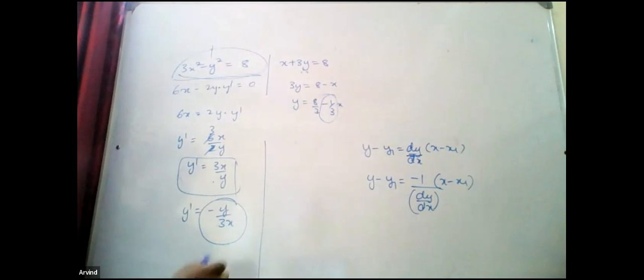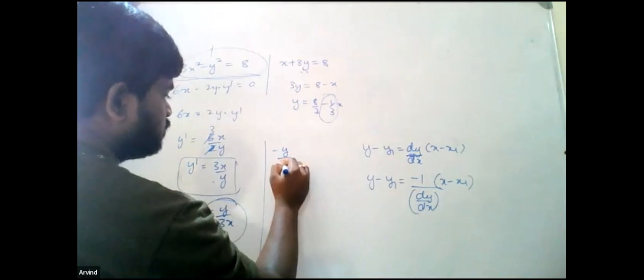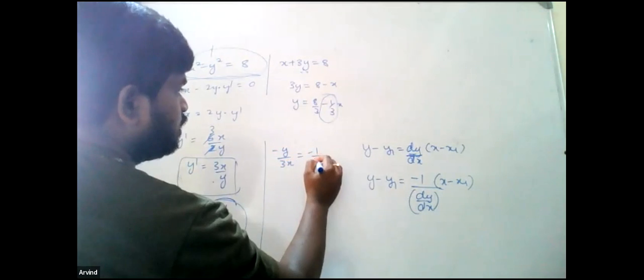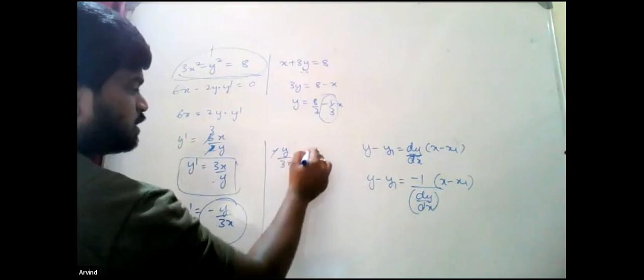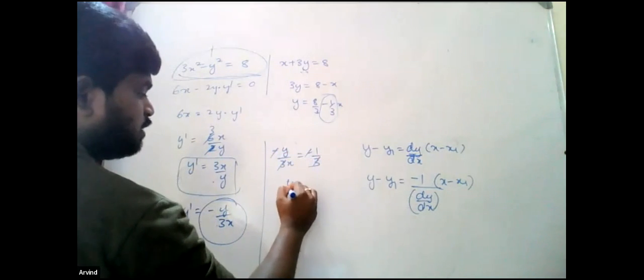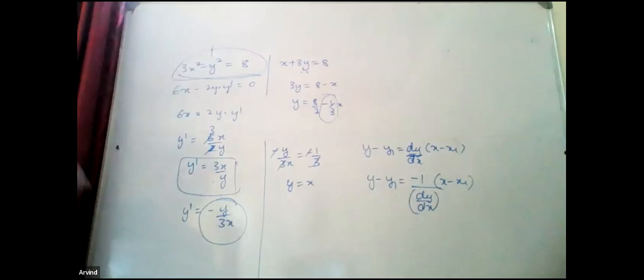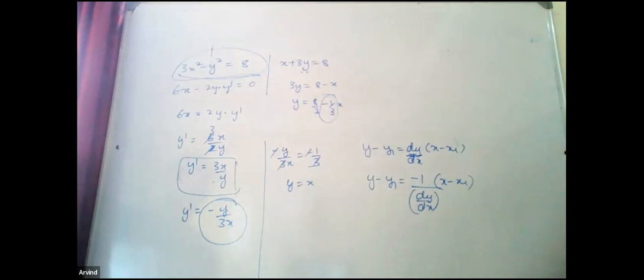Okay. So the slope of the tangent is 3x by y. The slope of the normal is the reverse with a negative sign, minus y by 3x. So let's just equate it. Minus y by 3x is equal to minus 1 by 3. Minus minus gets cancelled, 3 gets cancelled. Therefore, you get y is equal to x. You got y is equal to x. Now you can substitute it.